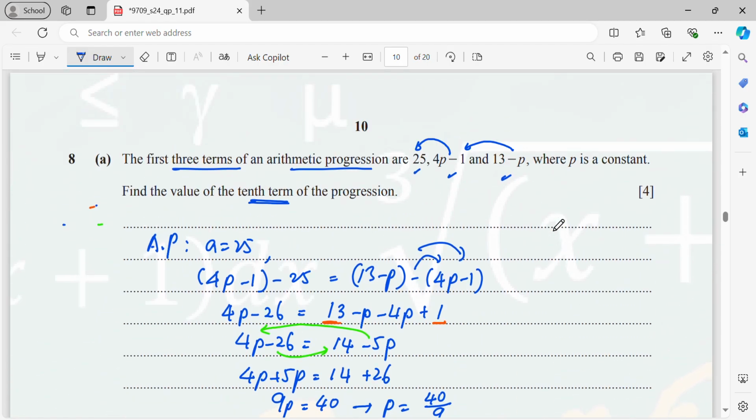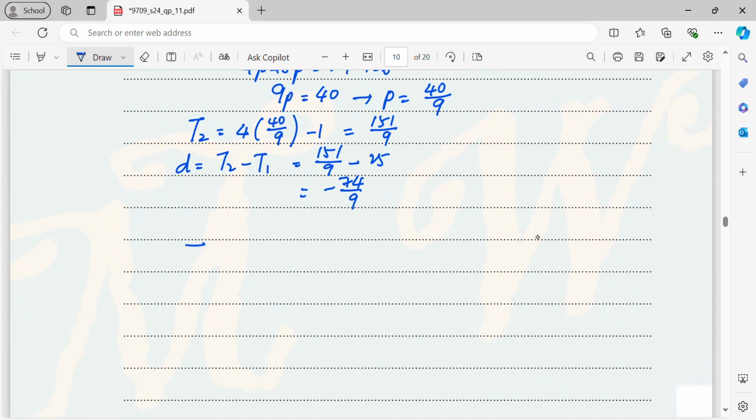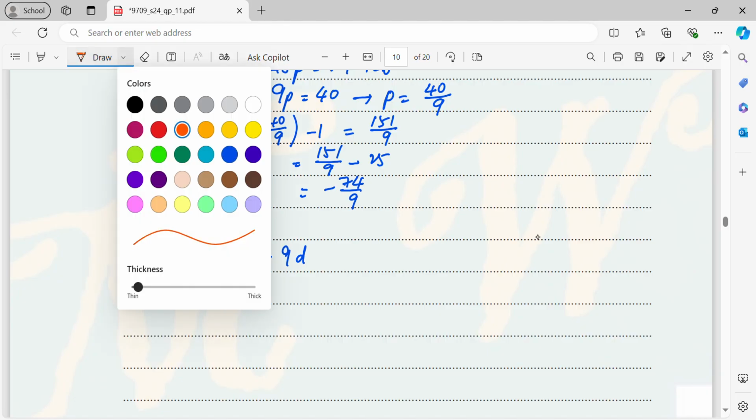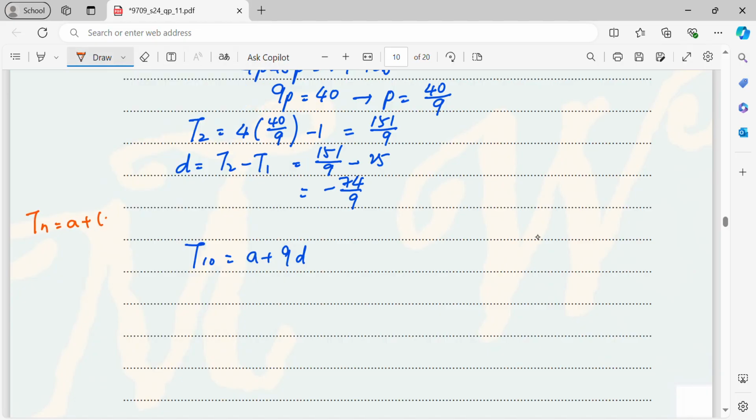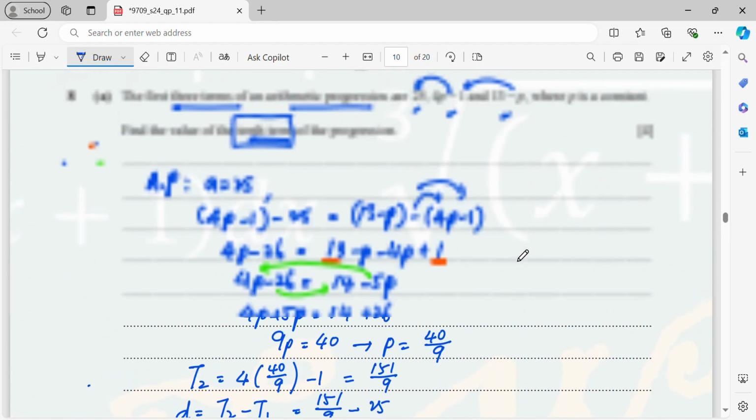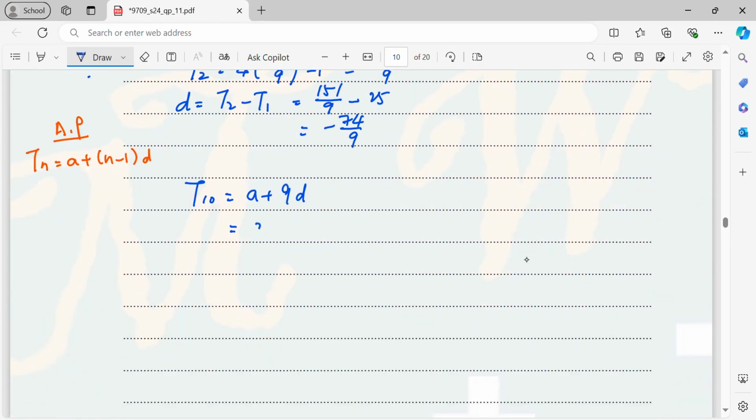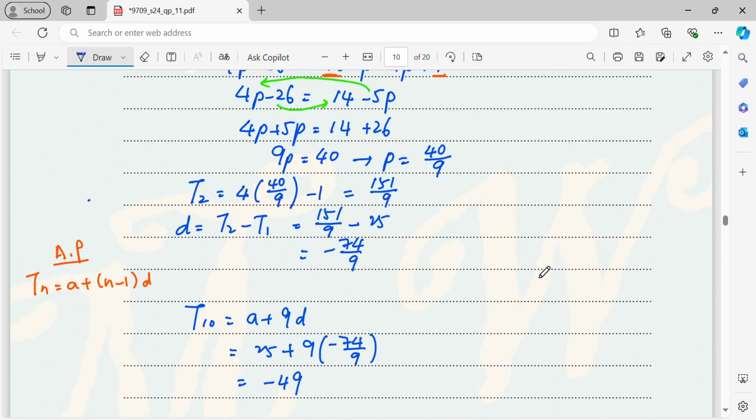Okay, and then you are requested to find the 10th term, which is t10. So now t10 is a plus 9d, because our formula is tn equals to a plus n minus 1 d for arithmetic progression. So just replace the values. Your a is 25 plus 9 times negative 74 over 9. So basically it's 25 minus 74. That is going to be minus 49. This is our 10th term.